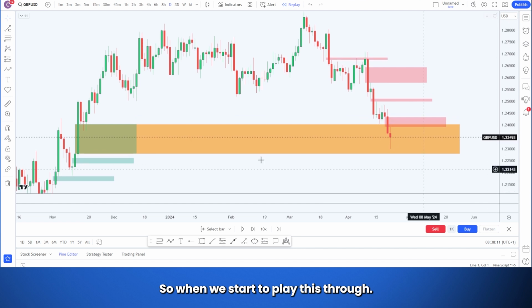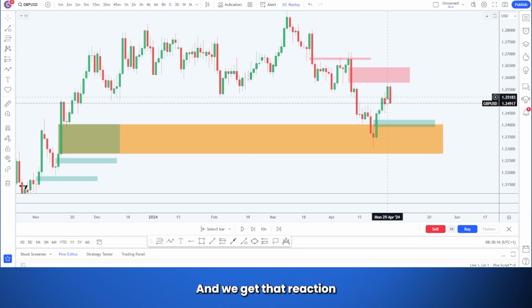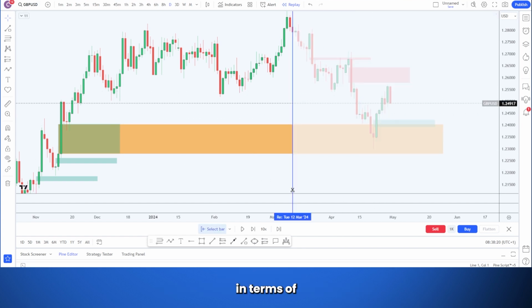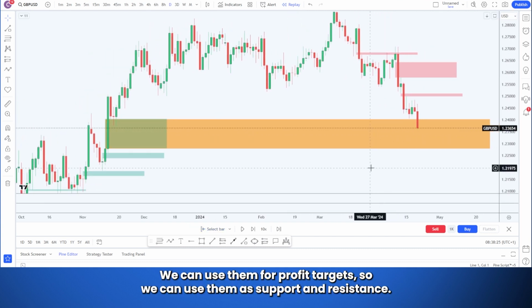Because when we start to play this through, you can see how that acts as support and we get that reaction. Now in terms of, let me just rewind that back a little bit. In terms of the other way in which we can use them for profit targets.